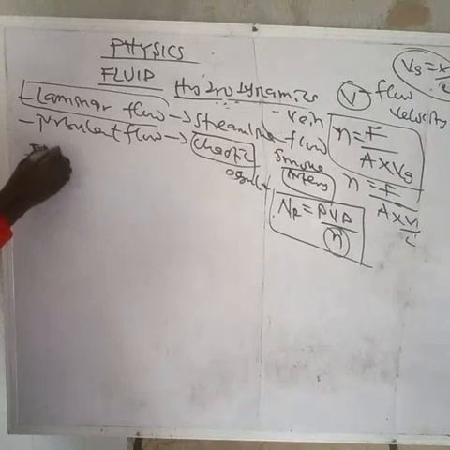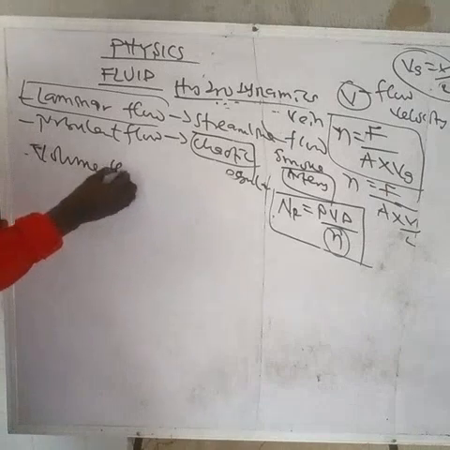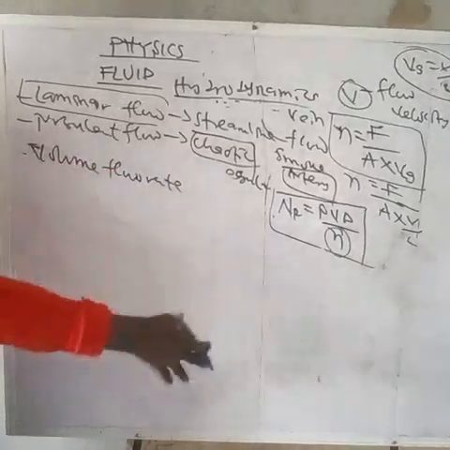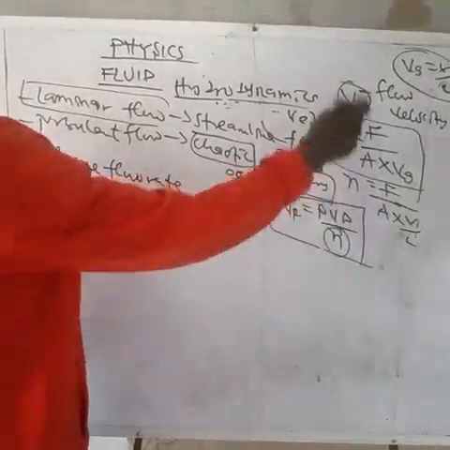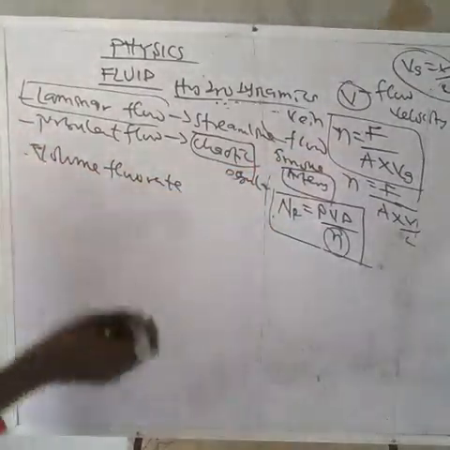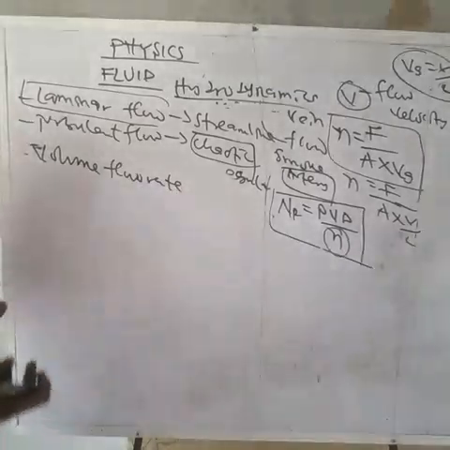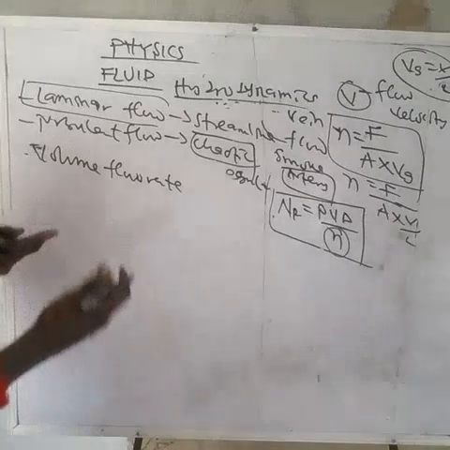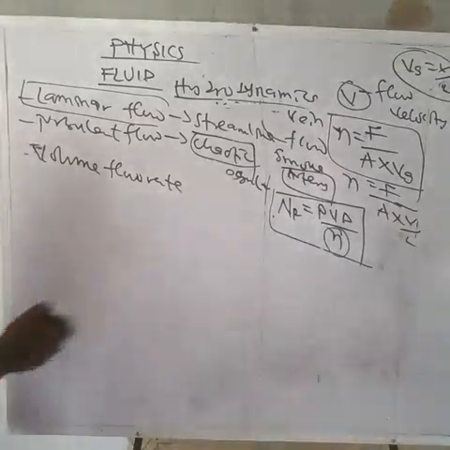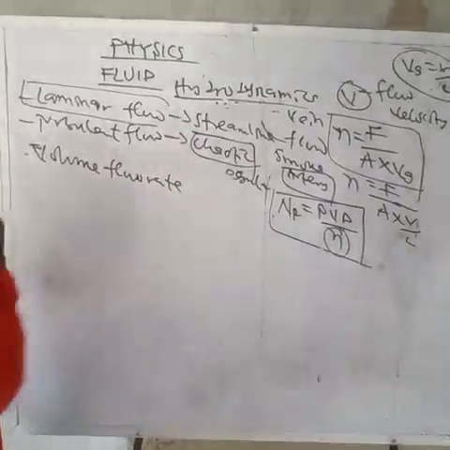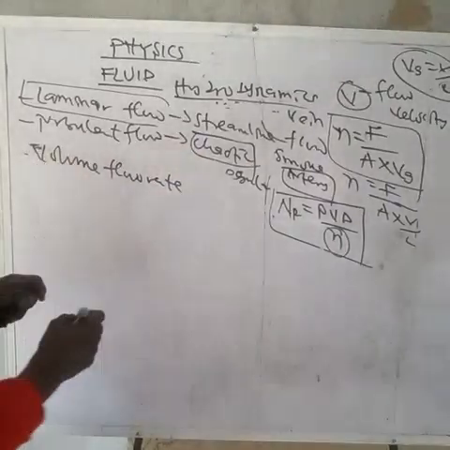So for volume flow rate of a liquid, I've analyzed the type of flow we have and how to find the Reynolds number and the coefficient of viscosity of a liquid. Don't forget I said viscosity is thickness, or the resistance that a layer of liquid experiences when it wants to move from one medium to another. You can call it resistance, you can also define it as thickness. So the first thing we need to take note of is what we call volume flow rate.